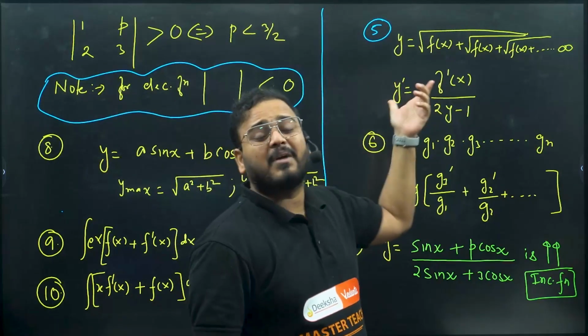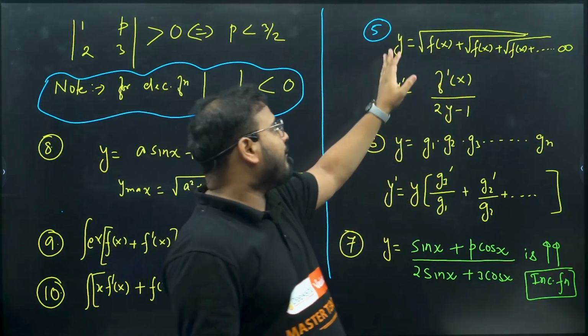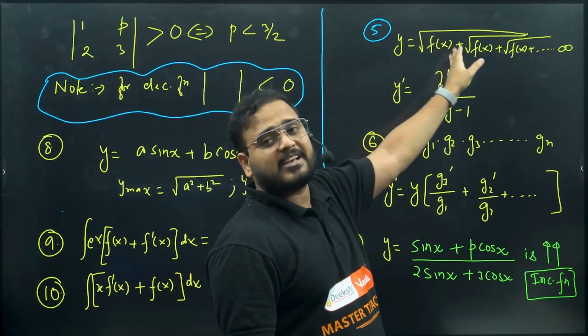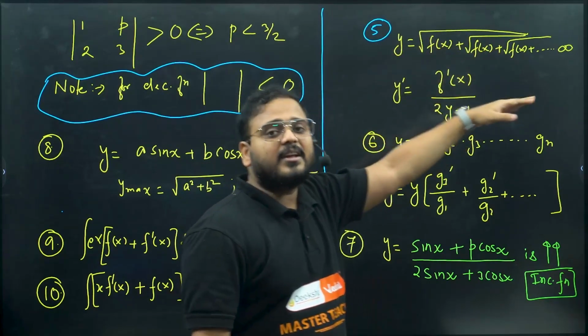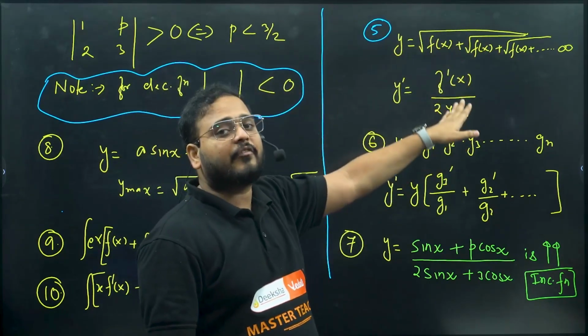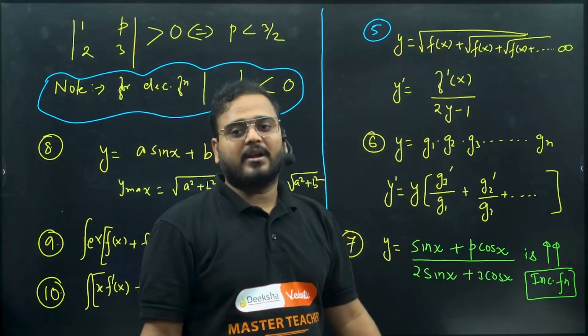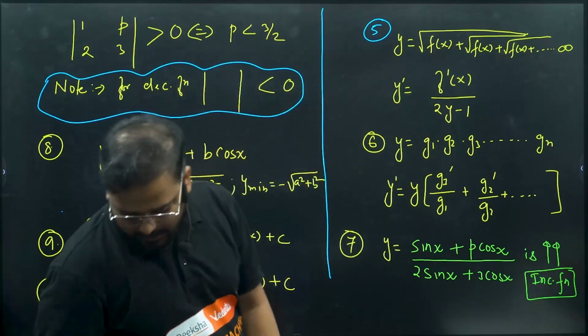Next set of tricks that we have. This question you must have seen multiple times. It's a PYQ as well. If you are having a question like this, y equal to root of f(x) plus root of f(x) plus like this till infinity, simply the derivative will become what, dear? f dash of x upon 2y minus 1.